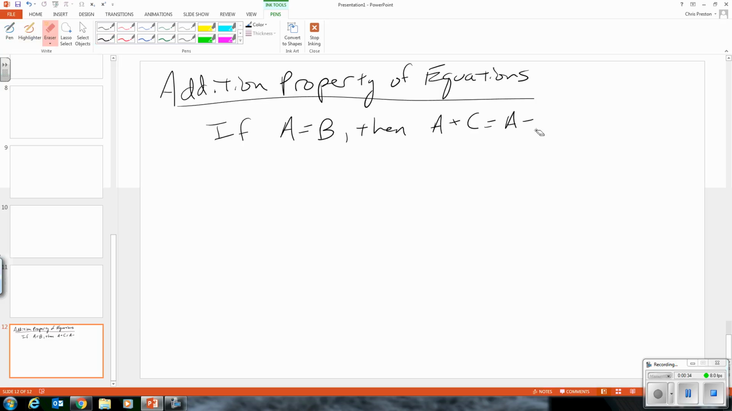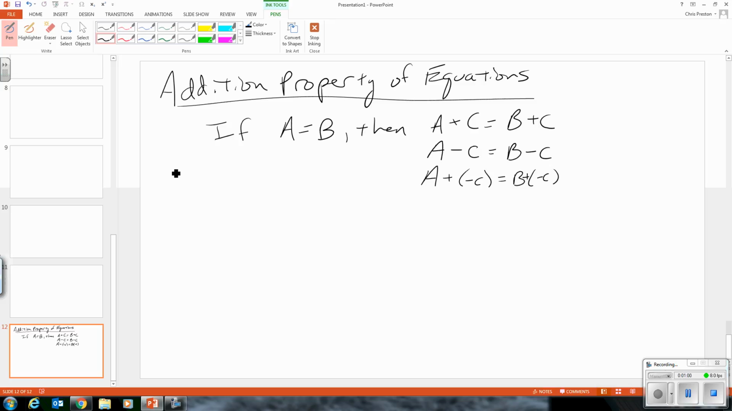So if a equals b, let's add C to both. B plus C. Then they're still equal. Likewise, you can also subtract the same number from both sides, and it'll still be equal. So why do we call it the addition property? Well, when you say I want to subtract a number, what you're really saying is I want to add a negative number.